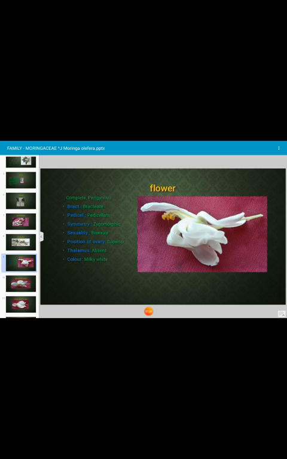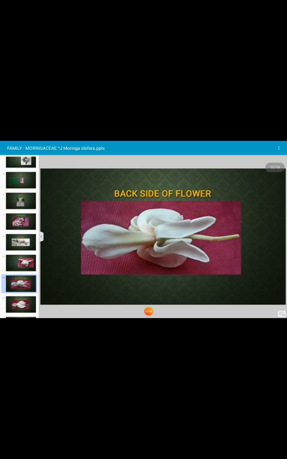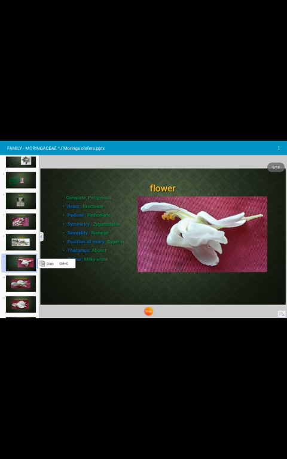Okay. How is the position of ovary? Ovary is superior in this case. Superior ovary is also known as hypogynous ovary. Okay. Why is it called superior? Because all the floral parts, calyx, stamens, corolla, meaning petals, all originate from the base of the ovary. Therefore the ovary is superior. In Moringa oleifera, ovary is superior. And thalamus is absent in this flower. Thalamus is not present, and the color of flower is milky white.